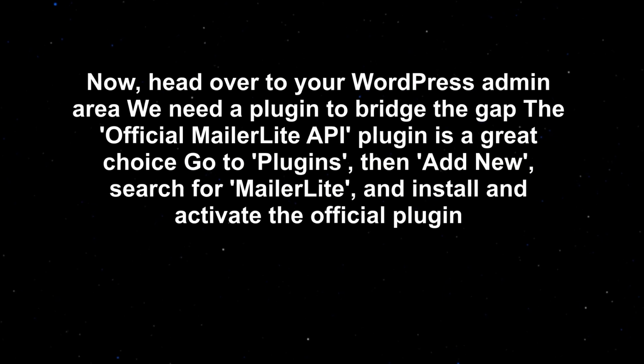Now, head over to your WordPress admin area. We need a plugin to bridge the gap. The official MailerLite API plugin is a great choice. Go to Plugins, then Add New, search for MailerLite, and install and activate the official plugin.